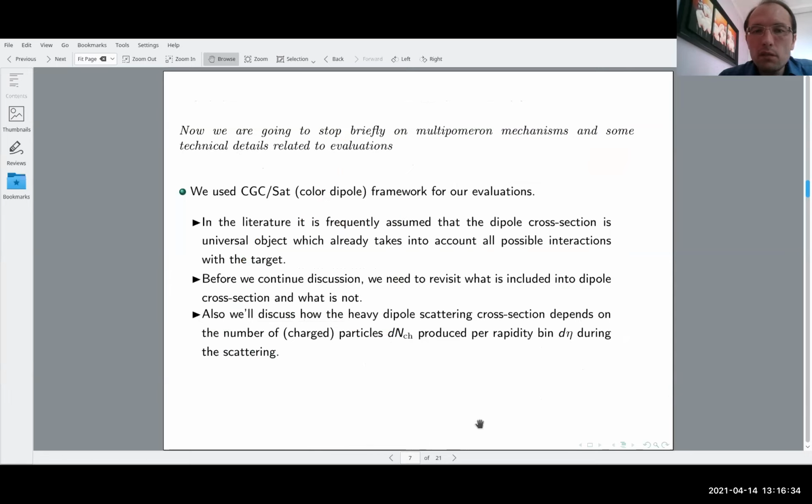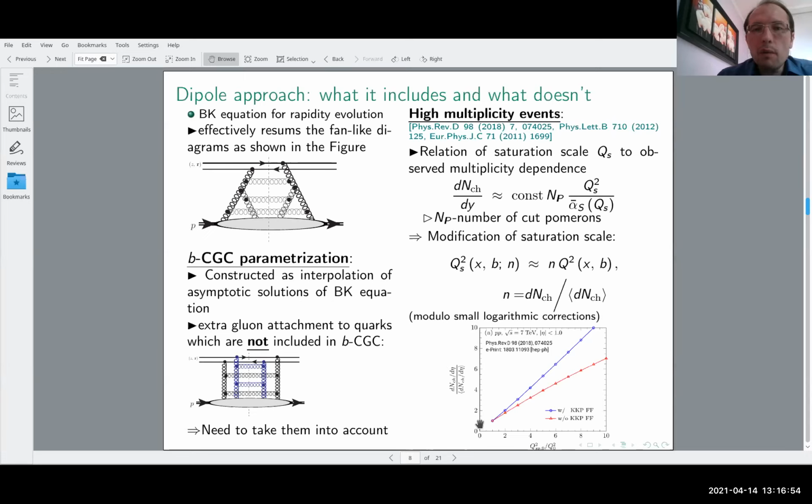We considered the so-called CGC saturation, or color dipole, framework. In the literature, it's frequently assumed that the dipole cross-section, by definition, should be a universal object which takes into account all possible interactions with the target. And before we continue, I would like to revisit what exactly it includes and what it doesn't include. It should be included by hand. We understand that dipole amplitudes should satisfy the Balitsky-Kovchegov equation, and for this reason, this effectively corresponds to resummation of fan-like topologies which are shown here.